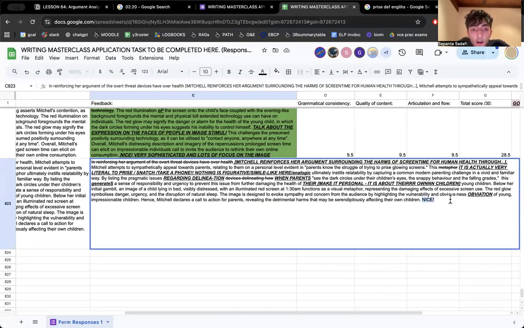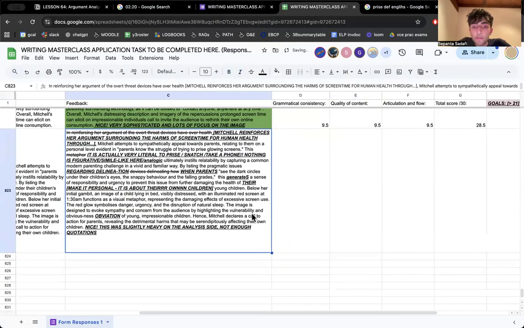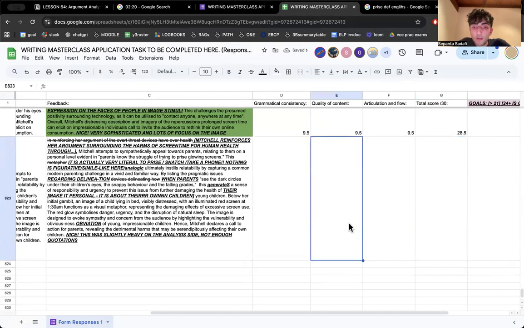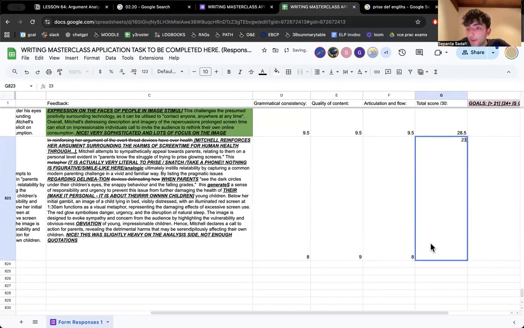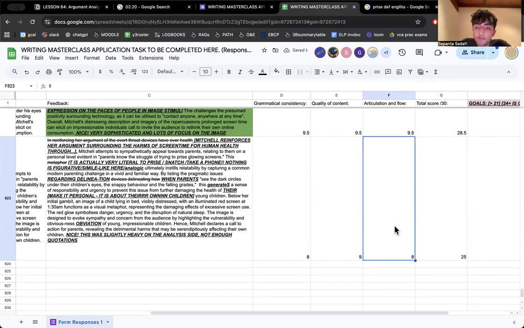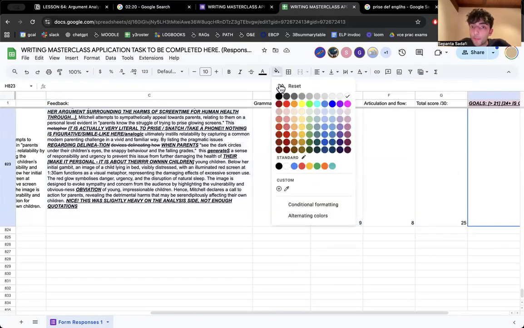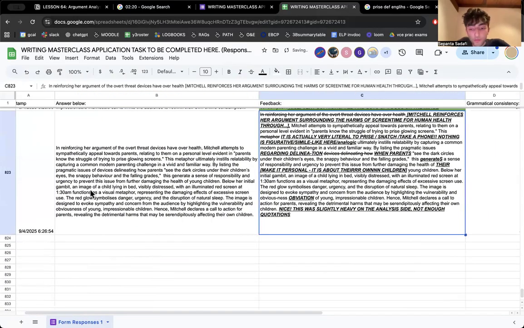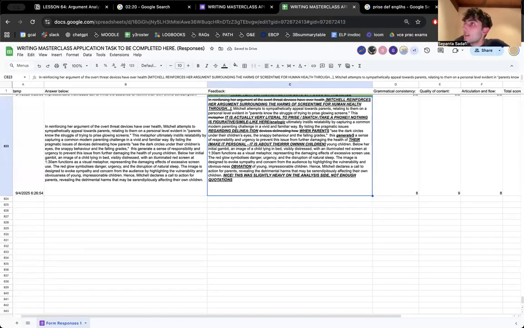Nice. Now, you could have had more quotes, right? This was slightly heavy on the analysis side, not enough quotations. And look, it's a strong piece. It's about a 25-ish. It needs work. Or honestly, it's about a 20. Yeah, it's a 25. It's an 898. It needs work, but it's strong. Who wrote it? 823.